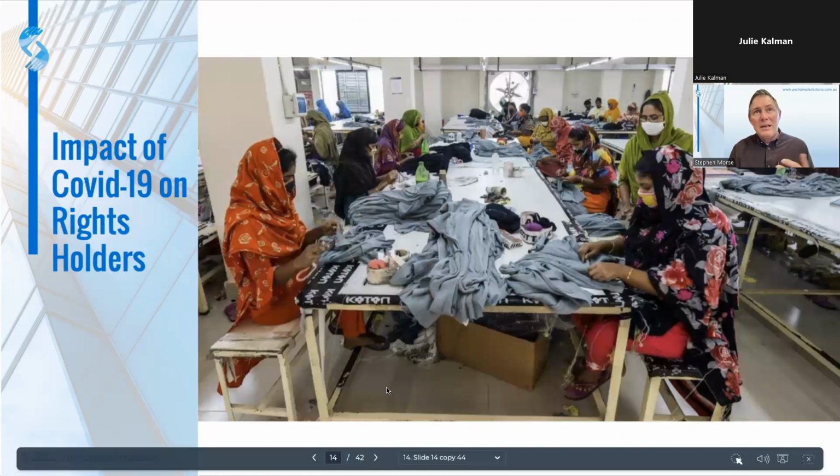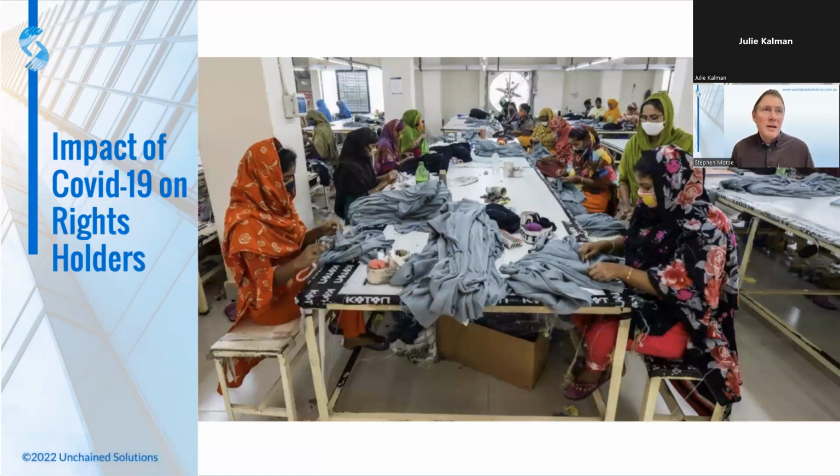A story that came right out of the early days of the pandemic back in 2020 was the impact of COVID-19 on rights holders in the garment industry. Way back in March and April 2020, up to $3 billion worth of orders were either cancelled or suspended overnight. And this had a really big impact on many factories. This is a story that I have here of a factory in Bangladesh, where the workers were just told, that's it, there's no more orders, you don't have a job.